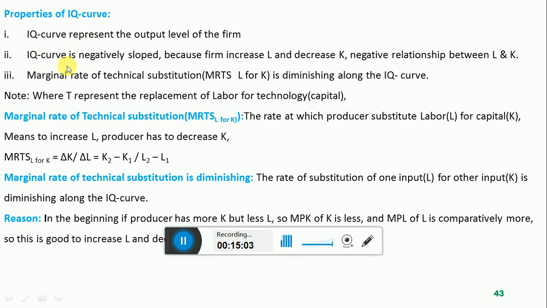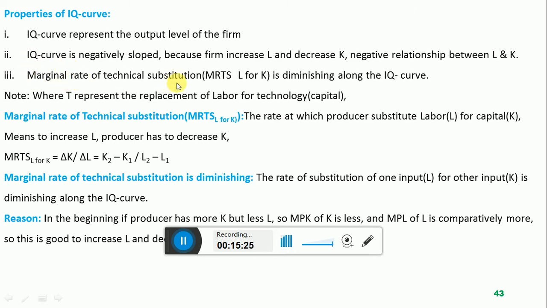Second property, isoquant curve is also negatively sloped. Why? Because there is negative relationship between the labor and capital. If the producer wants to increase labor, producer has to reduce capital, and in this way the curve will be negatively sloped.